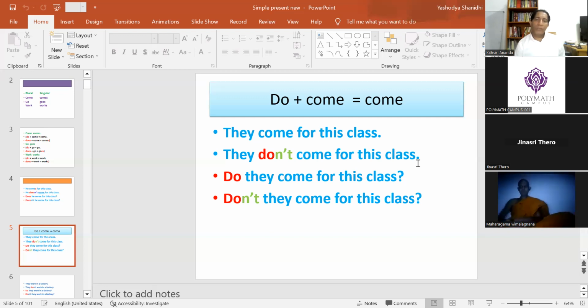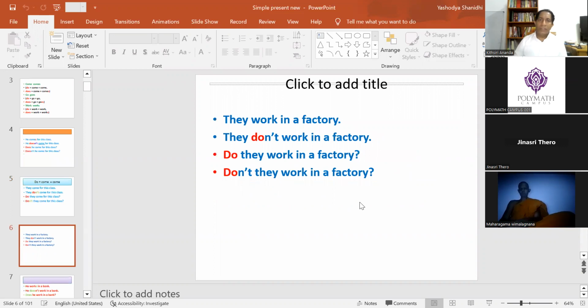Likewise, actually, we have to understand the pattern. You may have understood this particular pattern related to simple present tense, but hereafter we have to understand where we can simply come up using this particular pattern. Another example: they work in a factory. They don't, do they? Don't they? So now, when making things clear, we should take very simple type of examples. Then we can simply understand the patterns without any complication.